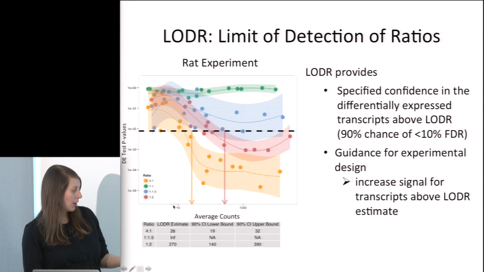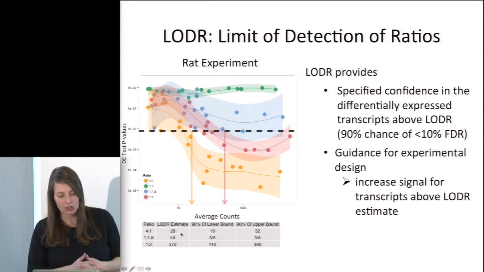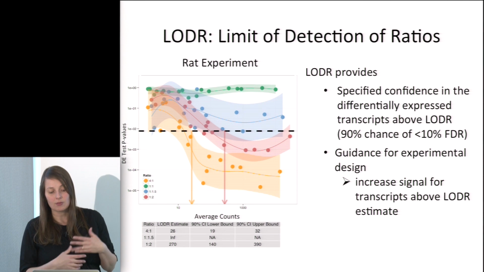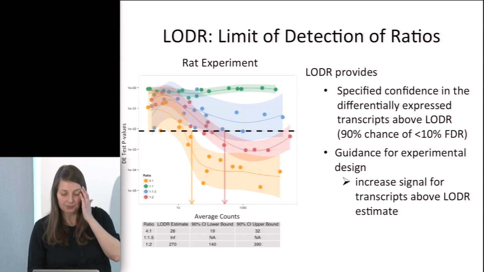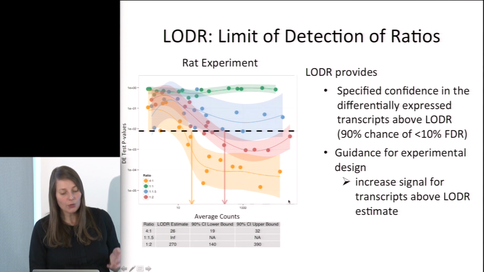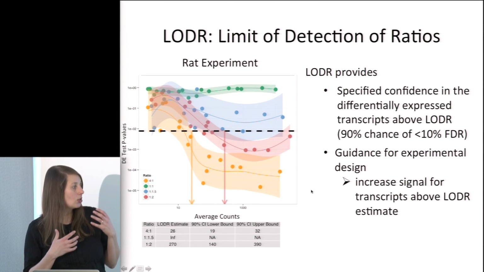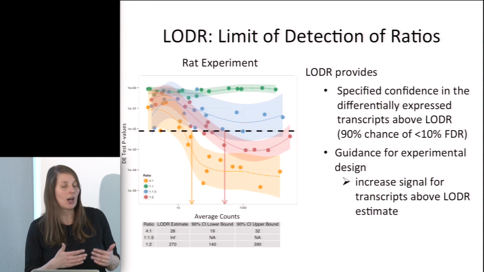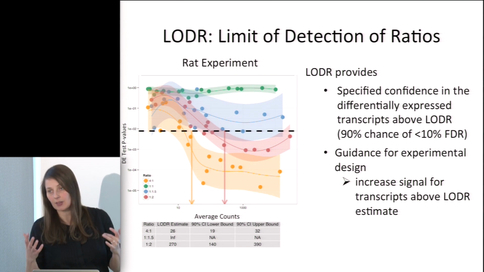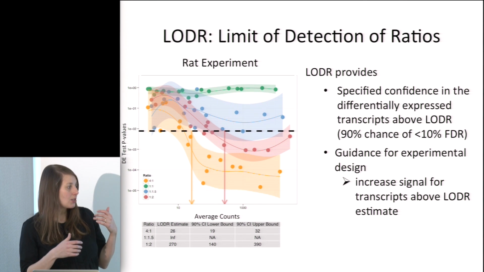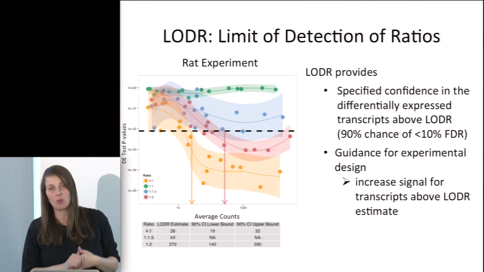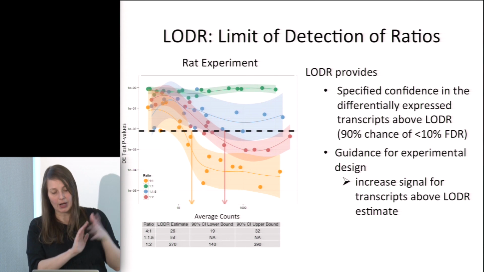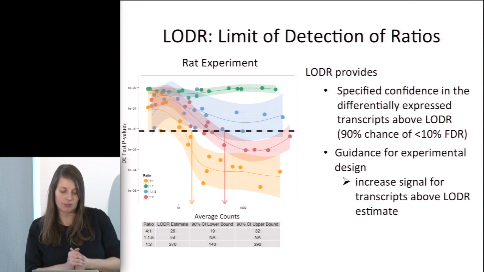And so for this experiment, for the 4-to-1 ratio, we have an LODR estimate of 26 average counts, and we also determine the 90% confidence intervals on this result and report those as well. And so this is really useful because we can use LODR to specify what our confidence is in finding differentially expressed transcripts. And so we can say we have a 90% chance of having a false discovery rate that's less than 10% when we're above 26 average counts in this experiment. And that's useful to be able to give quantitative results.